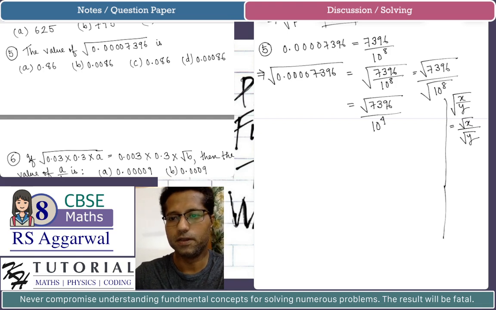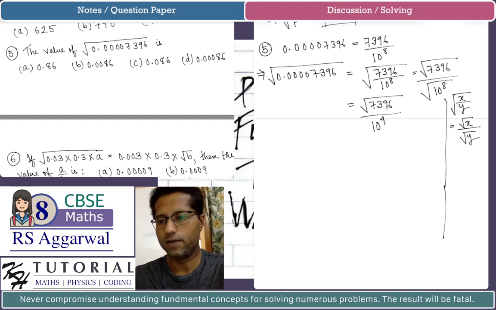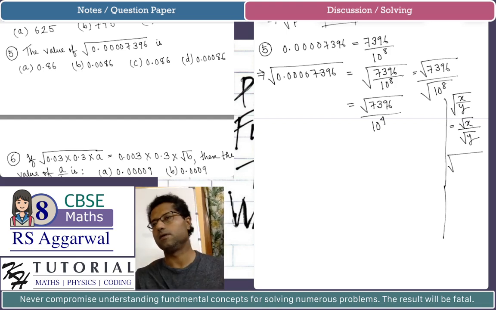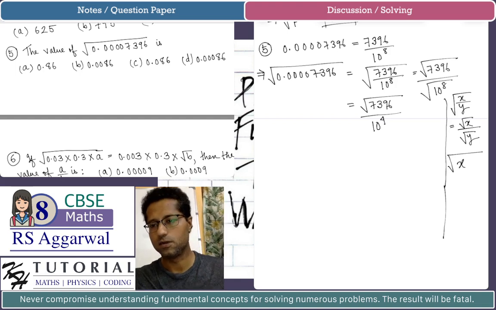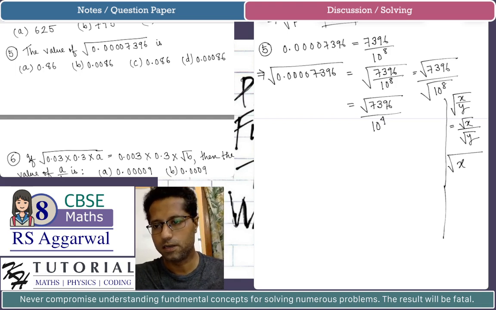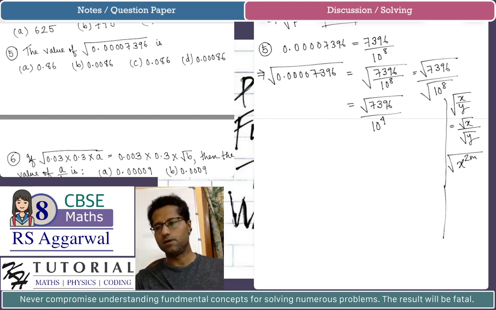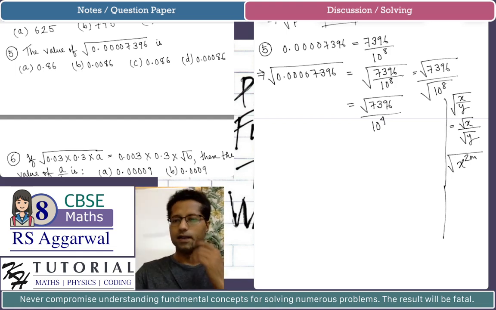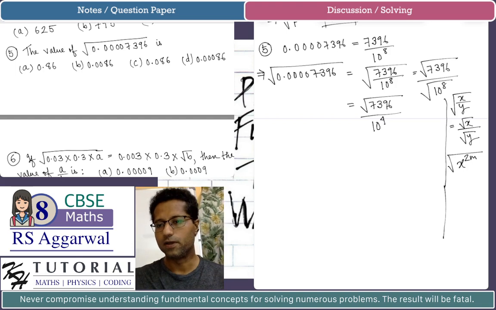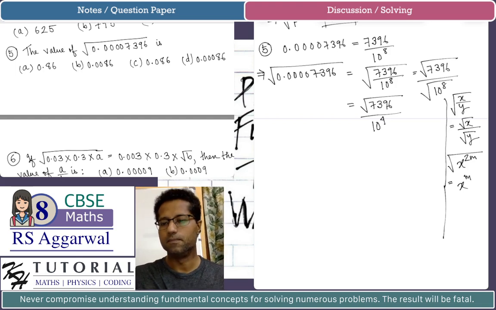You must be very aware and clear about the fact that the square root of any number in exponential form, let's say x, which is a non-zero rational number, x to the power twice m, that is the power is an even number, whether it's a positive even number or a negative even number, its square root will always be x to the power m, the power gets divided by 2.